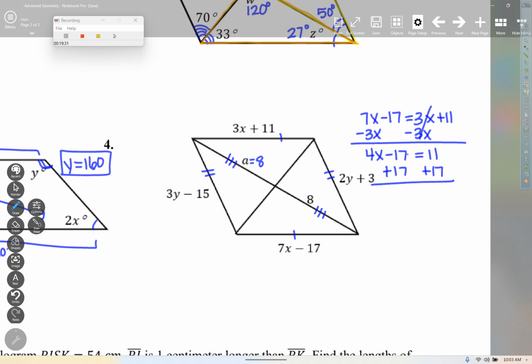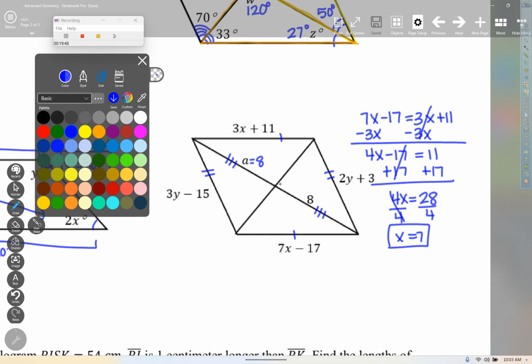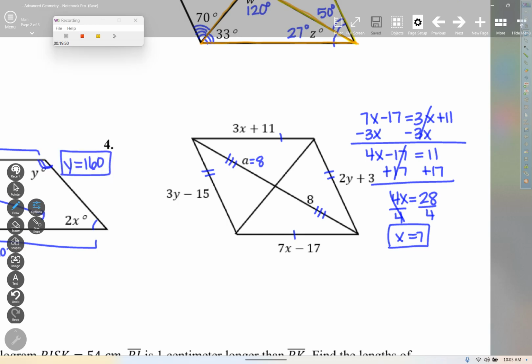On this one, I don't have to substitute in because I have opposite sides are equal. And if you notice, 3y minus 15 equals 2y plus 3. So they share the same variable, so I don't need to substitute in. And they have the same tick mark, so I can set them equal. 3y minus 15 is equal to 2y plus 3.